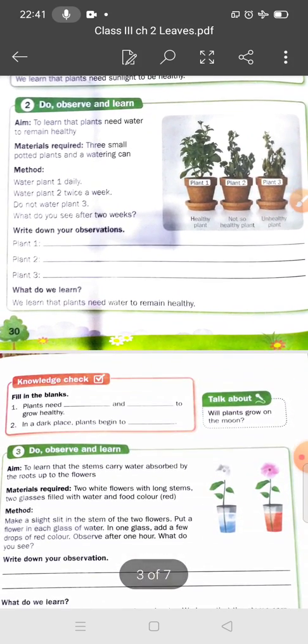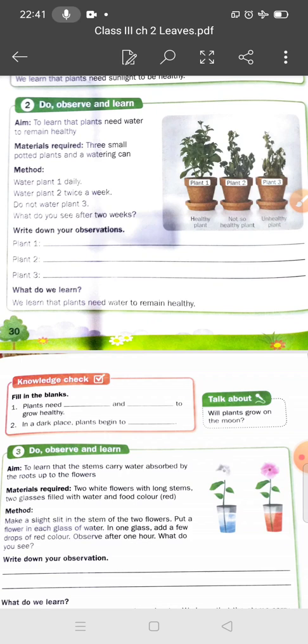Now students, we will discuss that plants also need water to remain healthy. What will happen if you do not water the plant? There is an activity for this too. You will need 3 small potted plants and a watering can. Label the plants plant 1, plant 2 and plant 3. You will water plant 1 daily.